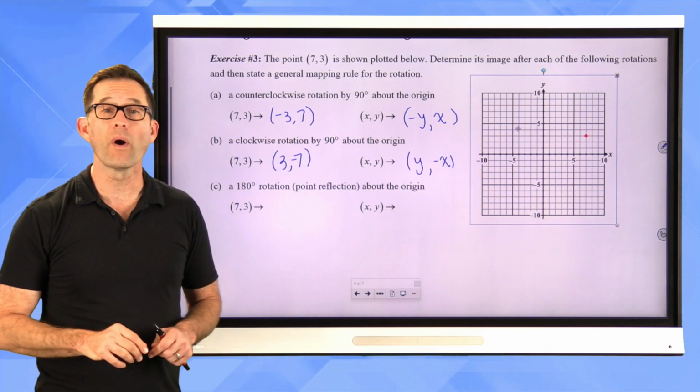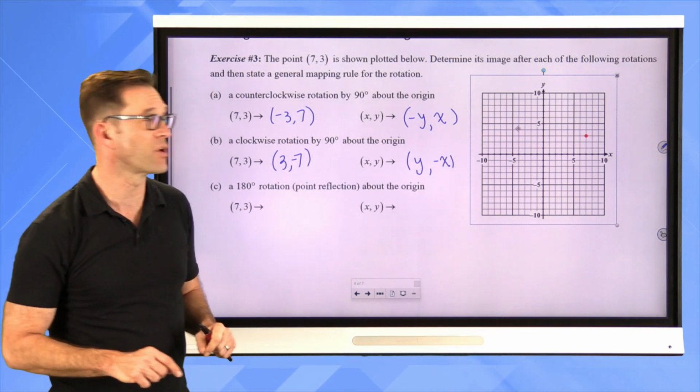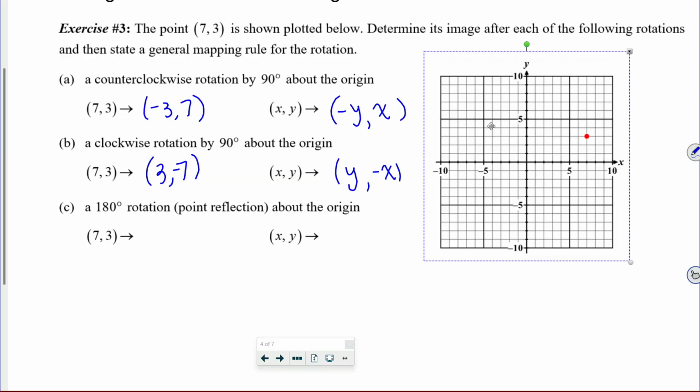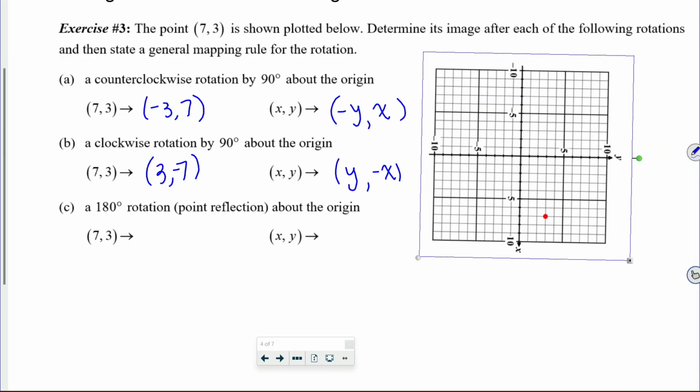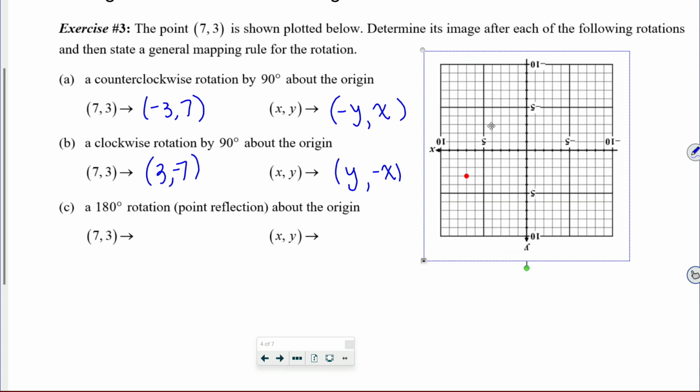Now let's go with our 180-degree rotation, also known as a point reflection about the origin. Here I can either do 2 rotations by 90 clockwise or counterclockwise, doesn't matter. But here we go, all of a sudden 7, -3 becomes -7, -3. And this is probably the easiest of them all. x, y just becomes -x, -y.